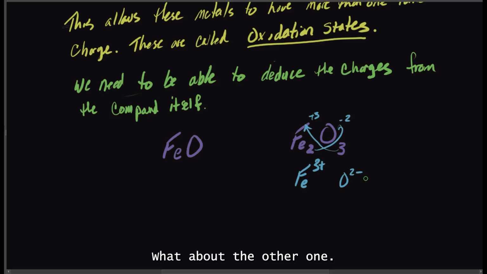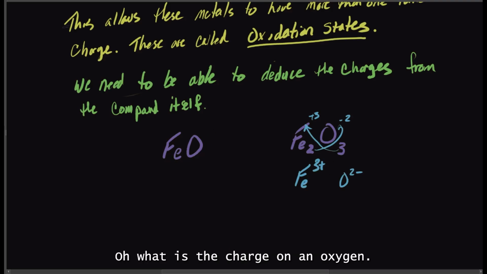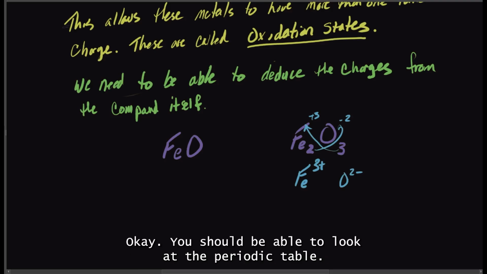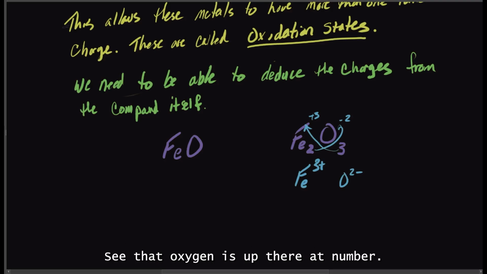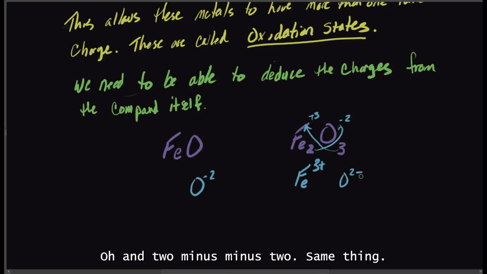Okay. What about the other one? Because this is an iron with a +3 charge. Well, what is the charge on an oxygen? You should be able to look at the periodic table and see that oxygen is atomic number 8. It's 2 spots away from neon, and so it's going to have a -2 charge.